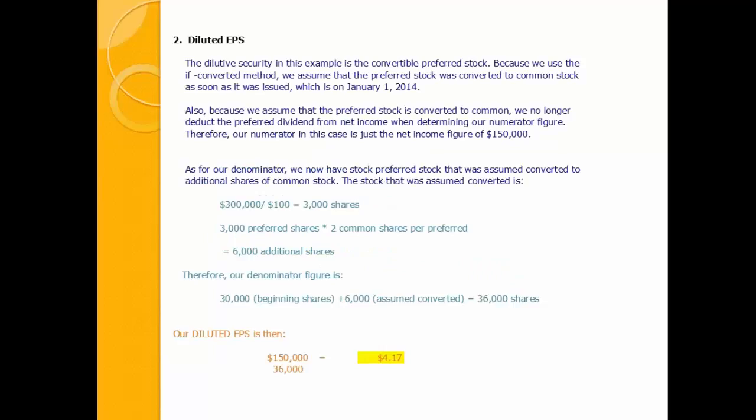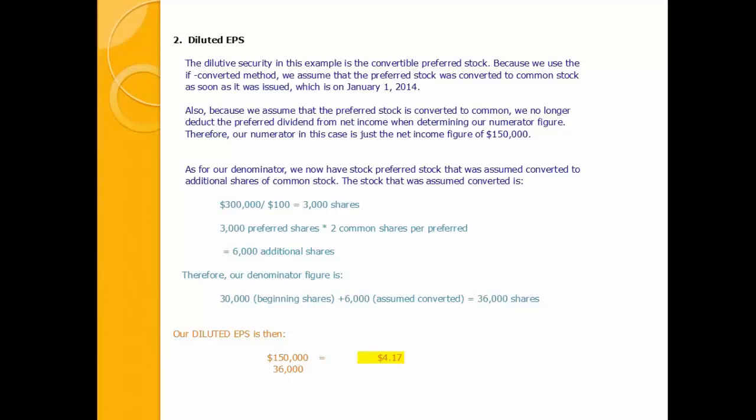In this case, what we're looking at is the dilutive security. In this example, it is the convertible preferred stock. Because we use if-converted, we assume that the preferred stock was converted to common stock as soon as it was issued. And in this case, we're looking at January 1st for the issue date. Also, because we assume that the preferred stock is converted to common, we no longer deduct the preferred dividend from net income when determining our numerator figure. Therefore, the numerator in this case is $150,000.